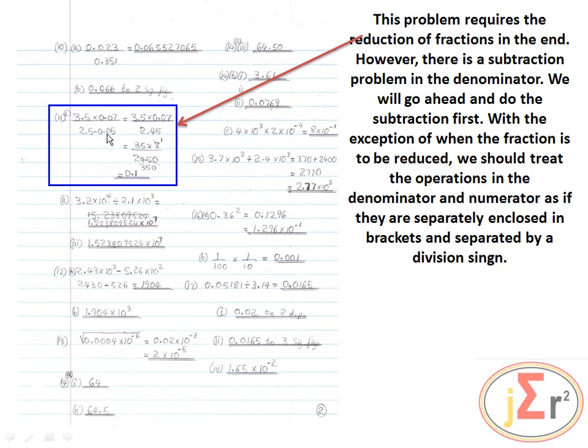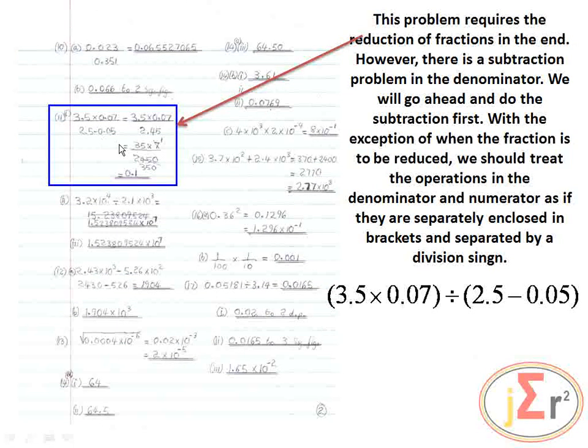go back to our initial intention of at least considering that all of these operations are to be completed before the division process. As a matter of fact, we should treat the large fraction bar as if those operations above are enclosed in brackets and those operations below are enclosed in brackets. And you know that we do operations enclosed in brackets first. So treat them as if this is enclosed in brackets and this is enclosed in brackets. That is what is implied by this fraction bar.